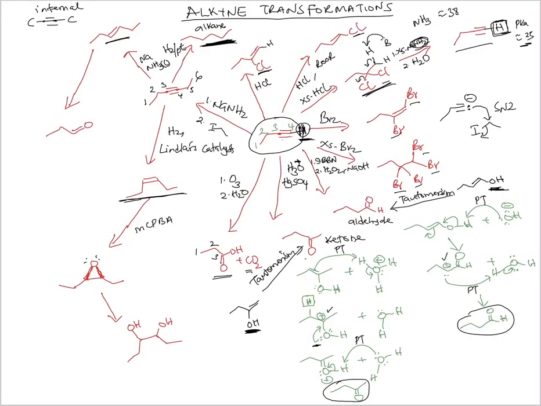Once we do epoxidation, we can transform the epoxide into a diol by using water, but because water is not a strong nucleophile, we need the oxygen to be protonated. So water in the presence of an acid can help us achieve the diol formation.